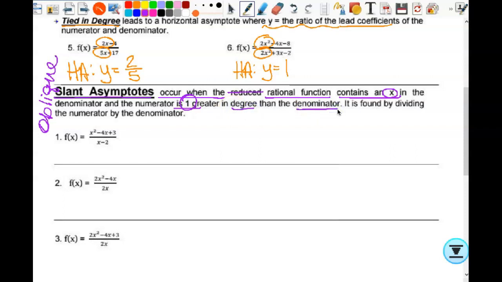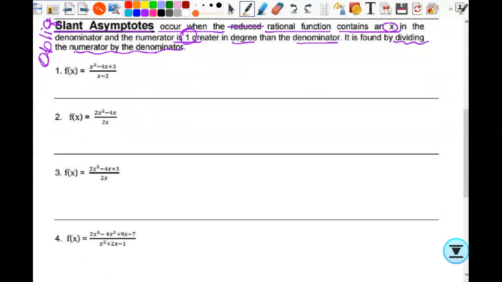If it's more than 1 greater in degree, like 2 greater, that's how you get your parabolic asymptote, and so forth. So we're only worried about the 1 greater to get the lines. And it's found by dividing the numerator by the denominator. We do want to reduce it, even though it doesn't have to be the reduced rational function that has an x in it. We want to reduce it because that makes everything a little bit easier along the way.